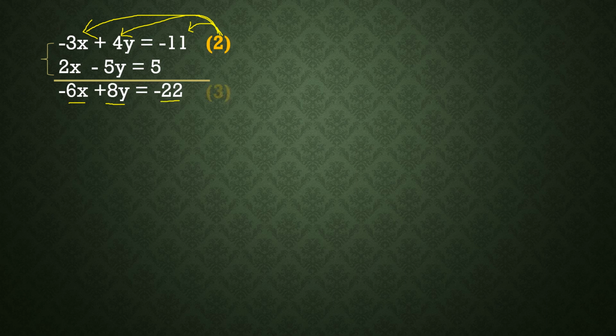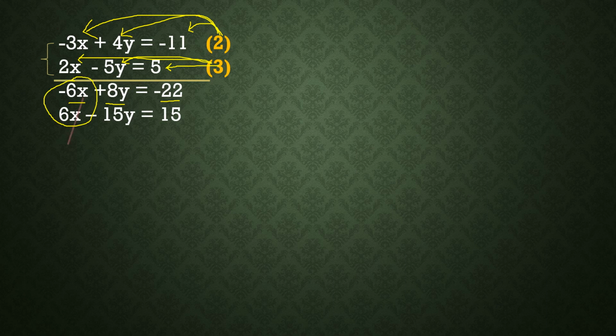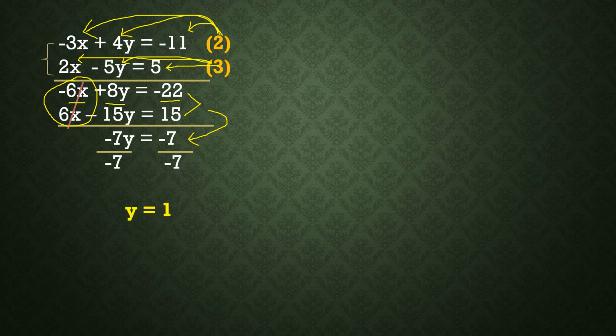And then for the second equation, we multiply it by 3. 3 times 2x, 3 times negative 5y, and 3 times 5. The answer will be 6x minus 15y equals 15. Now we have the inverses and we can cancel them. Then we solve. 8y and negative 15y is negative 7y, negative 22 and positive 15 is negative 7. Then we divide both sides by negative 7. Y is equal to 1.